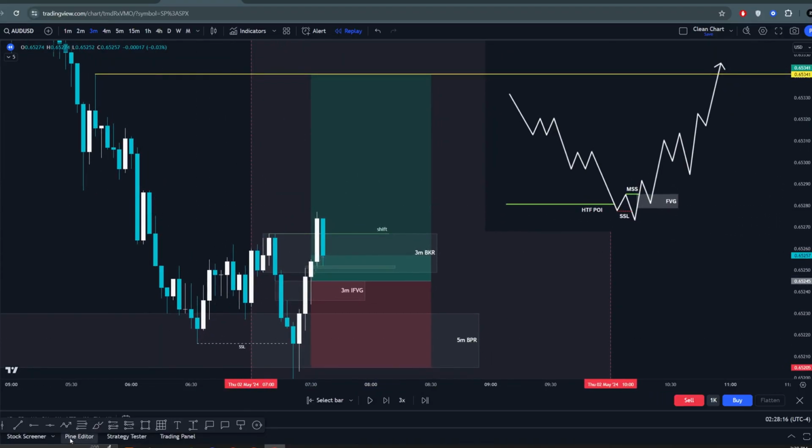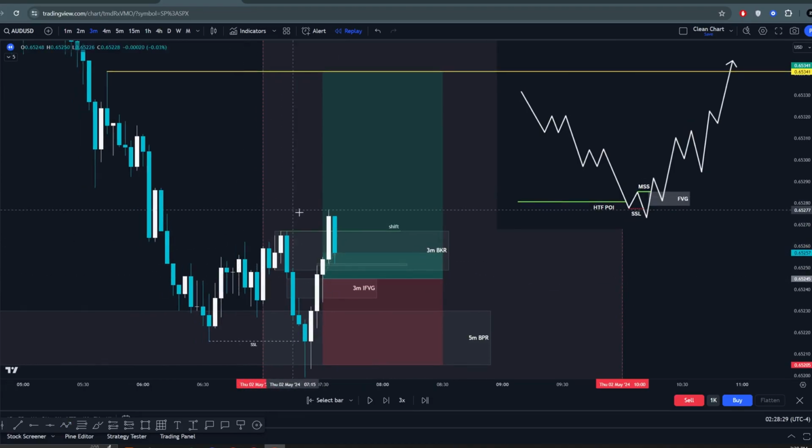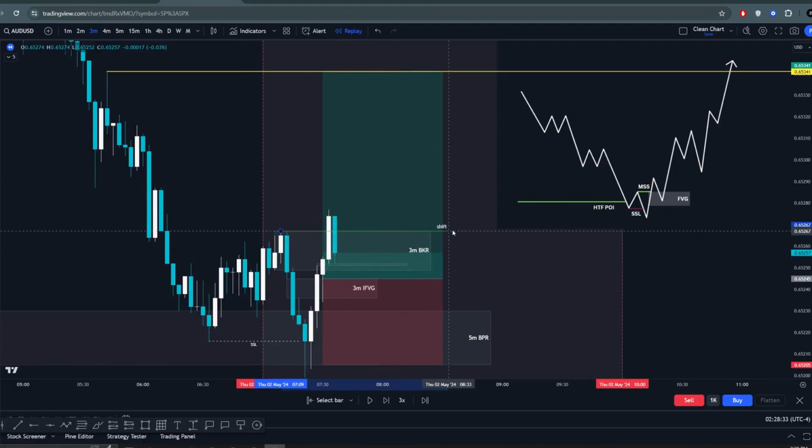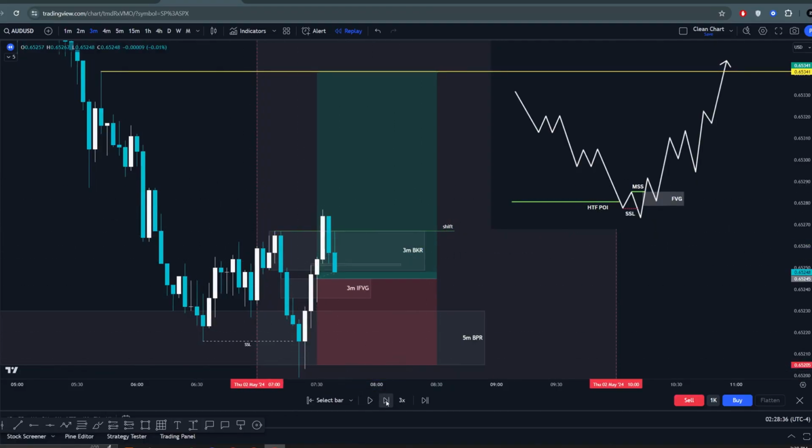Remember, PD arrays are the true support and resistance. Price should react off in this breaker block. If not, it should react into this 3-minute inverse fair value gap, and then it should continue moving higher. You can enter in this breaker block from this retracement right here, and the price should move higher.